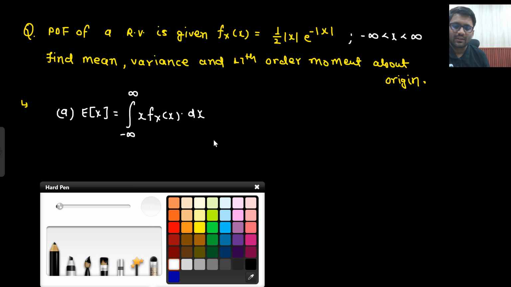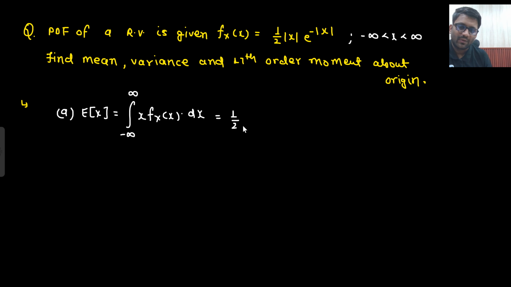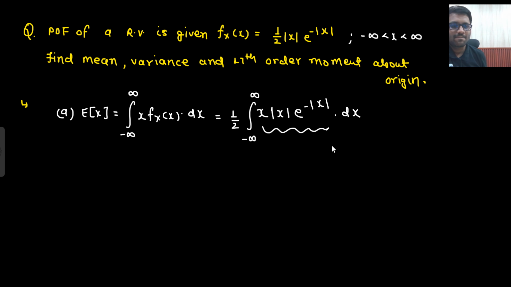So 1 by 2 will be a constant value, and the integral from minus infinity to infinity of x mod of x e to the power minus mod of x dx. Do you remember something, even function, odd function? Is it an even function or odd function? Odd function, right? This is an odd function, no? I'm only talking about this particular thing.